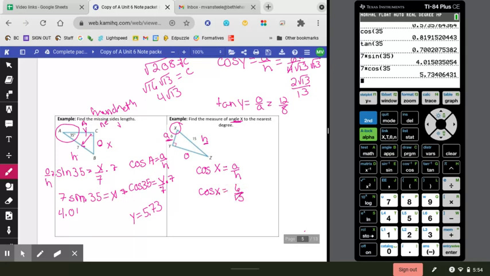But we want to find X. So how we separate that is we do the inverse cosine. So cosine to the -1 of 6 over 15 equals X. How we get our calculator to do the inverse is, see how it's above it in blue? We do second cosine, and then 6 divided by 15, and there it goes. We're rounding to the nearest degree, so it's 66 degrees.